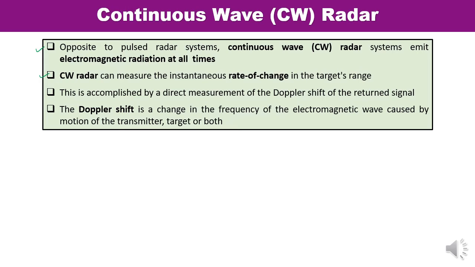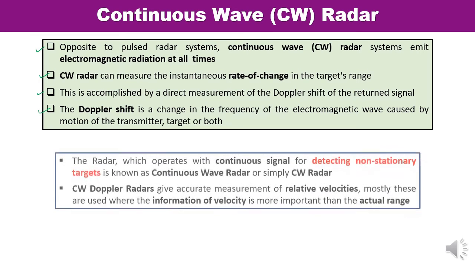And the target range calculation is accomplished by direct measurement of the Doppler shift of the return signal. And what is Doppler shift? We have already discussed it. Just remember that the Doppler shift is a change in the frequency of an electromagnetic wave caused by the motion of the transmitter, the target, or both moving, right? So this is how you can compute it.